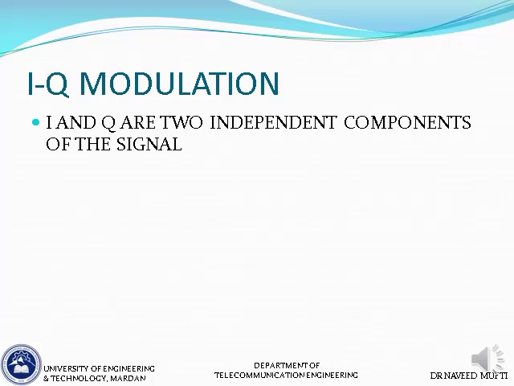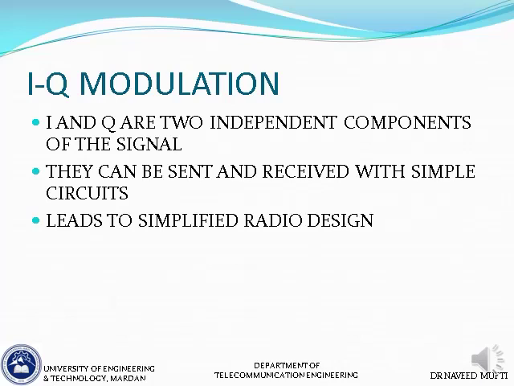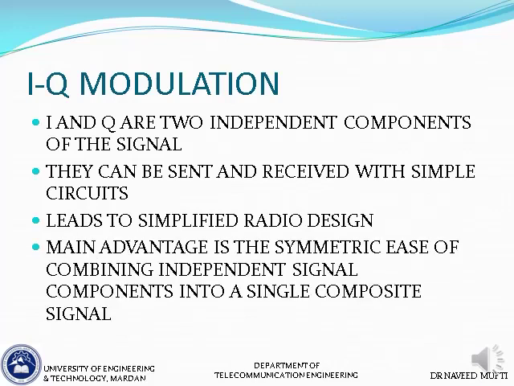So there are two independent components of the signal. They can be sent and received with simple circuits, and this leads to a simplified radio design. As you can see, one simple oscillator and one phase shifter. That's all that is needed to implement digital modulation in its simplest form. So the main advantage is the symmetric ease of combining independent signal components into a single composite signal, as you saw on the last slide.